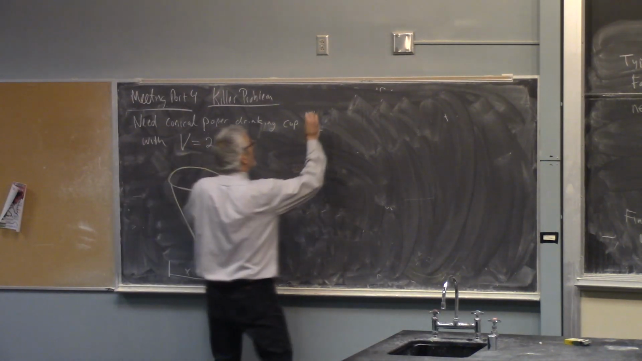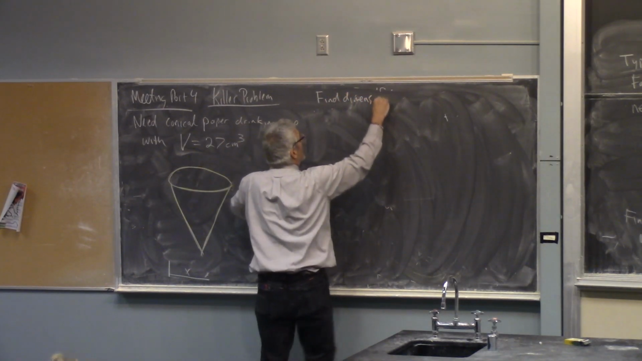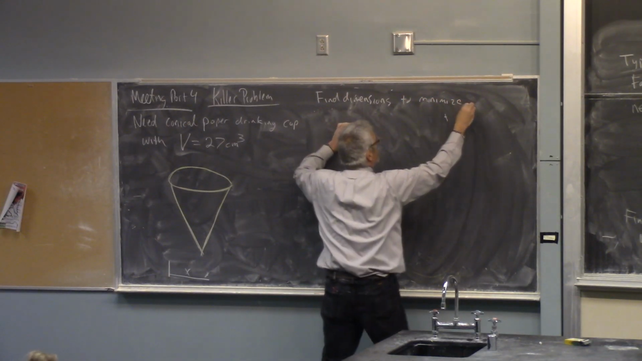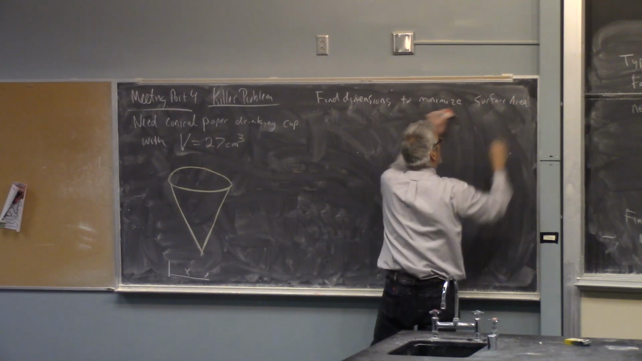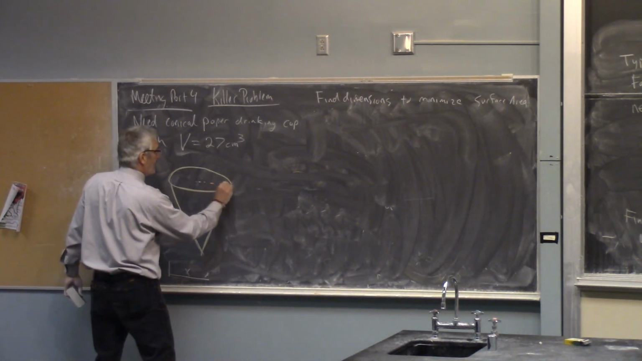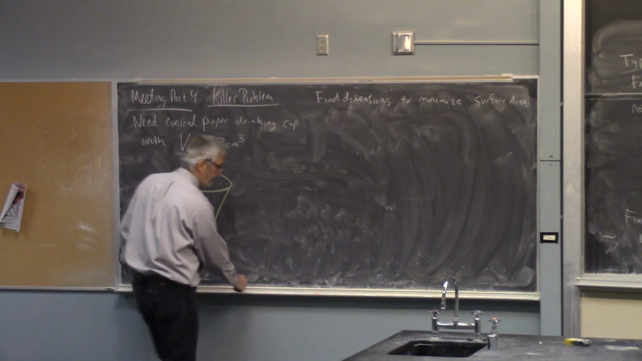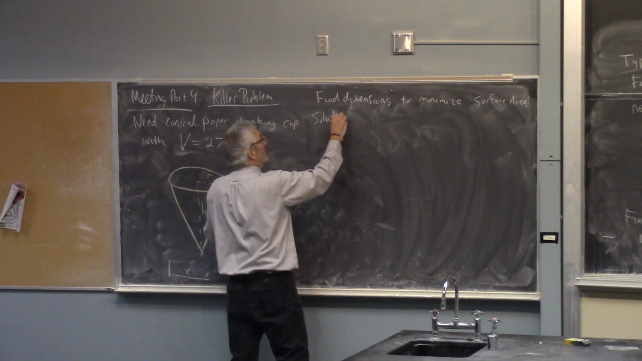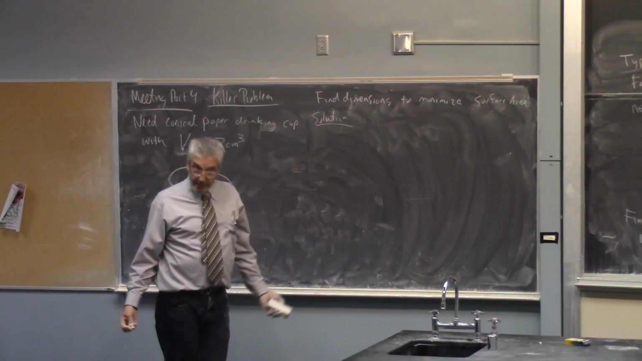Find the dimensions to minimize the surface area. So what do I mean by dimensions? Well, let's call this R and let's call this H. Well, we're going to get two equations again. We're going to get a volume equation and a surface area equation.